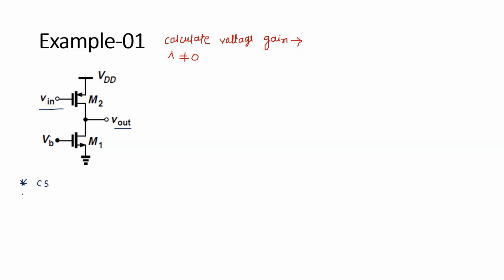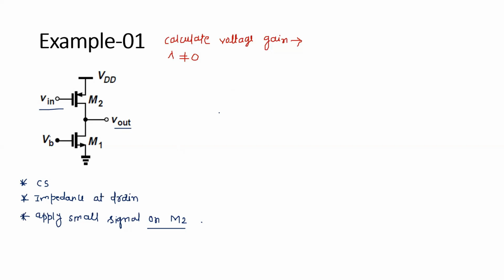Now we have to look at the effective impedance at the drain. The second step is to look at the effective impedance at the drain, because if we are calculating the output at the drain, we have to calculate the effective impedance at the drain. The third step is simply to apply the small signal. So first we identified a common source amplifier, and second is the effective impedance at the drain.